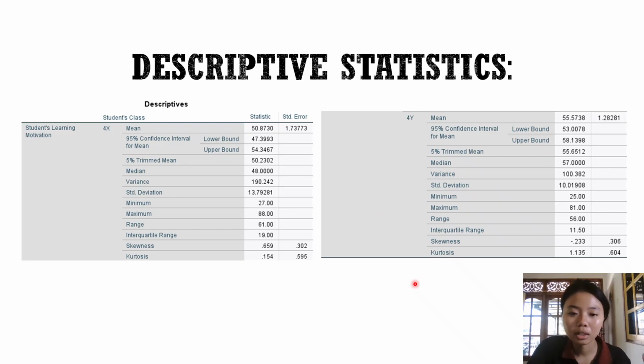Next, we can see there is a descriptive statistic table, right? In this table, there are a lot of information, but I just want to emphasize the mean score. The mean score of 4X class is 50.8730, and the mean score of 4Y class is 55.5738. That means the mean score of 4Y class is higher than the mean score of 4X class. But we still don't know if they are significant or not.